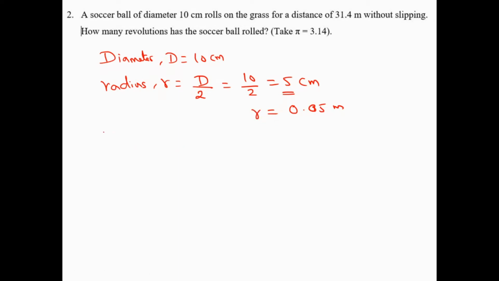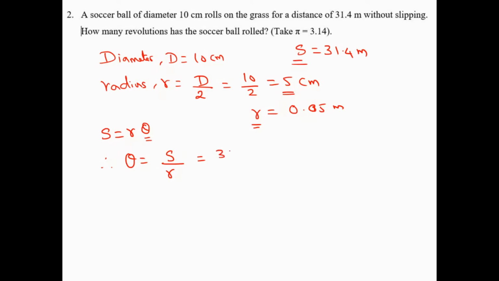Now we have to use the same relation s equal to r theta, but this time we are going to rearrange this equation in terms of theta. Therefore theta is equal to s over r, and I'm going to substitute the value here. So what is the distance covered? The distance covered here is mentioned as 31.4 meter. So I have to substitute the value of this s as well as r here.